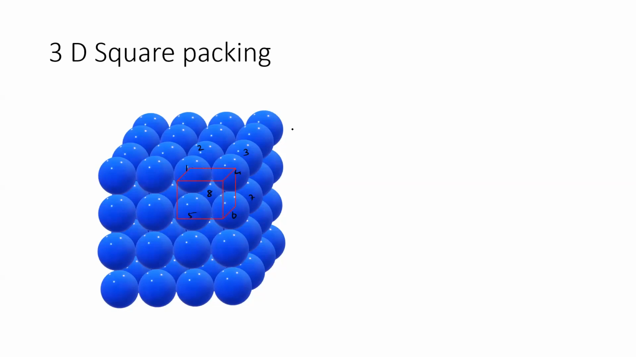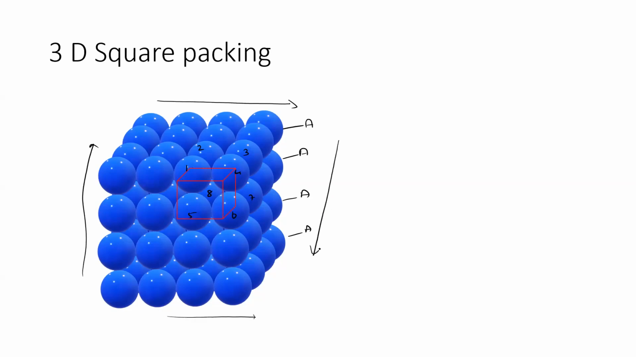So if you take this is A, this is also A, this is also A, this is also A. If you move in any direction, this direction or this direction, everything is the same. In square close packing, in all directions we have a similar kind of pattern, but it contains large space. Is that clear? It contains large empty spaces between them. Is that clear or not?